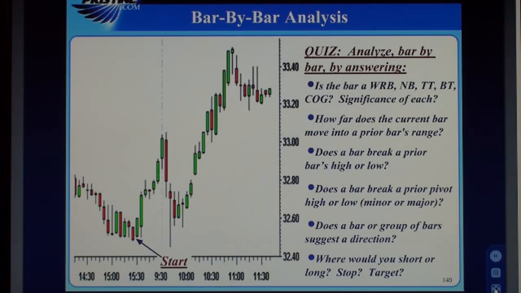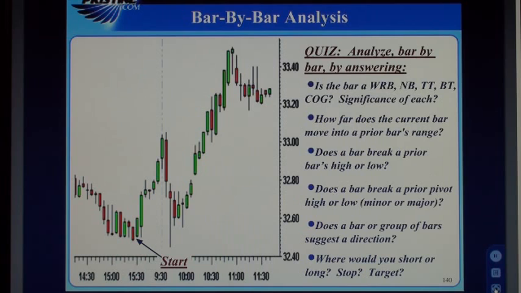The bar after the bottoming tail bar is one in which it closes close to the high of the range. Right? These tell us that prices should move higher from there. Also notice that the high of that bar is close to the same highs of the prior bars. This was an area of resistance, and as prices began to move up, it took out that area of resistance, signaling that prices should begin to move higher.